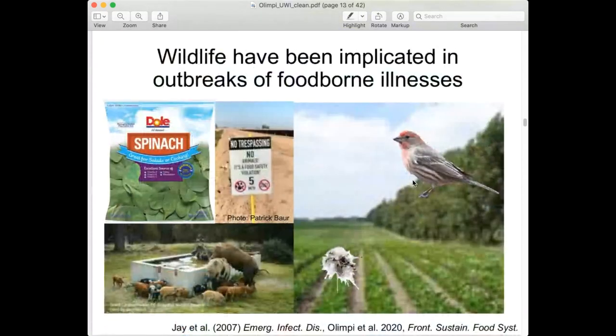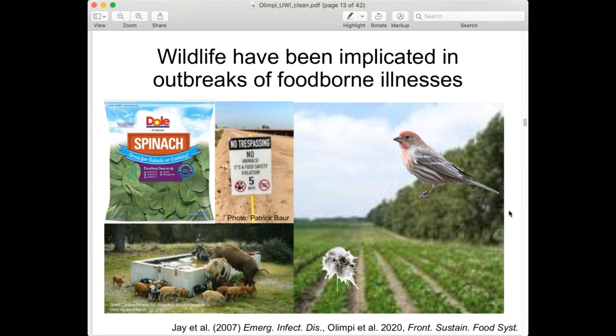Prominent outbreaks of foodborne illnesses, including a major outbreak of E. coli in bagged spinach in 2006, have been traced back to the Central Coast. In this incident, the same E. coli strain implicated in the outbreak was traced to feral pigs and cattle and surface water, suggesting that wildlife and livestock might play a role in pathogen transmission. So in the lower left, you can see feral pigs. They are drinking out of a cattle water trough.